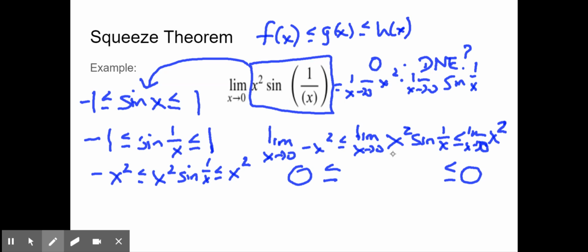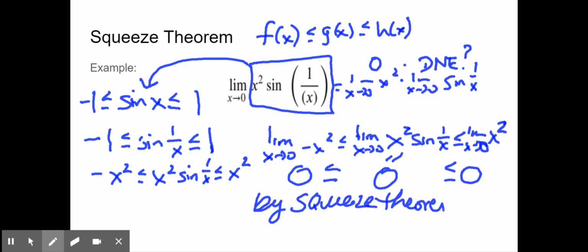Well, then the limit as x goes to 0 of x squared sine 1 over x must be 0 by the squeeze theorem. Okay? Must be 0 by the squeeze theorem. That's the only thing that could possibly be true. It has to be 0. It has no choice. There's nowhere else for this middle limit to go. Okay? So there's an example of you using the squeeze theorem.